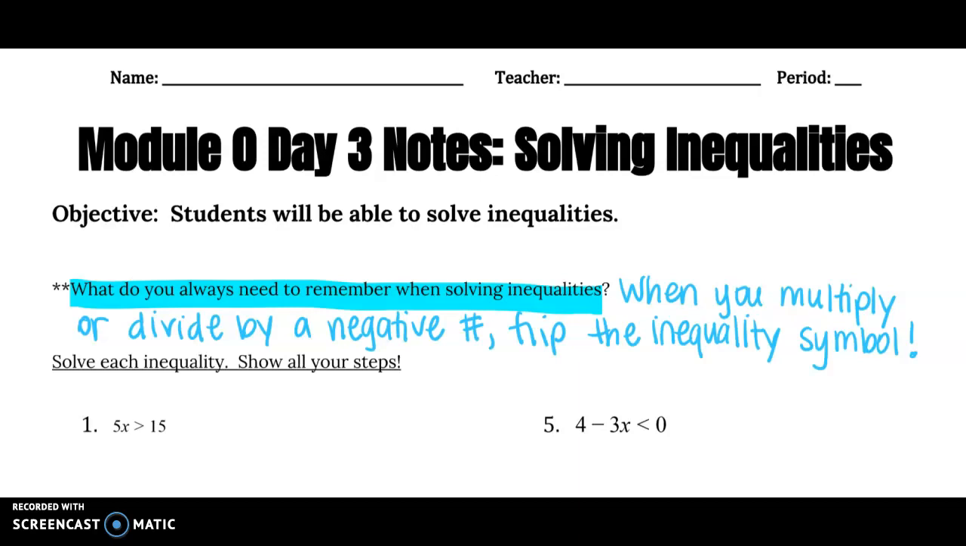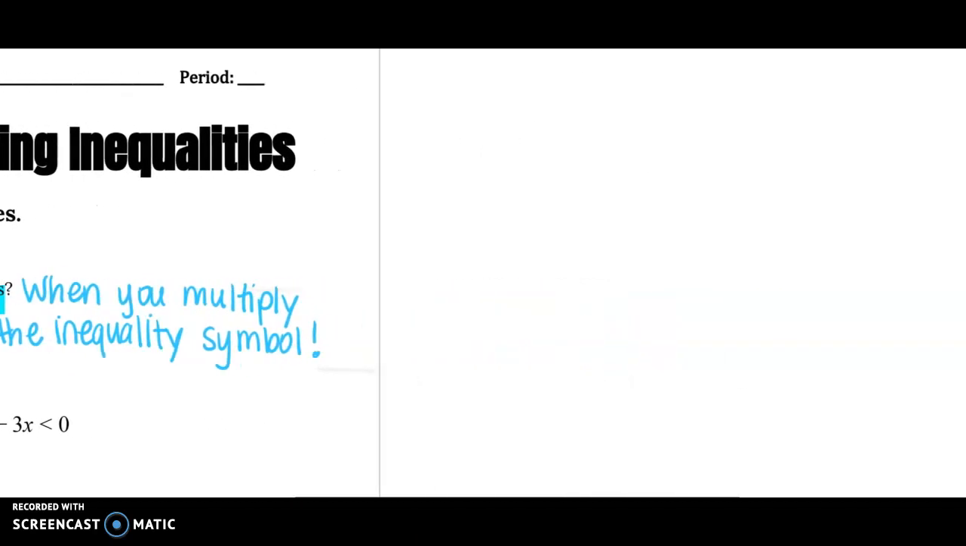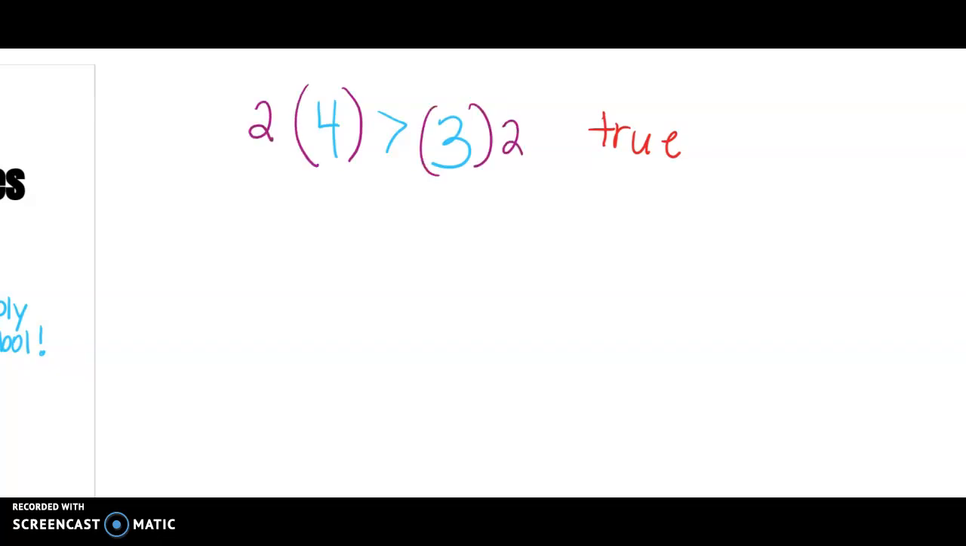And that's the hardest thing for students to kind of think about, and here's why. If I have the number 4 is greater than 3, that is a true statement, right? 4 is indeed greater than 3. And we've learned in math that you can do anything to an equation as long as you do it to both sides. So if I multiply my 4 by 2, as well as my 3 by 2, then I'm going to get 8 is greater than 6. And that is still a true statement.